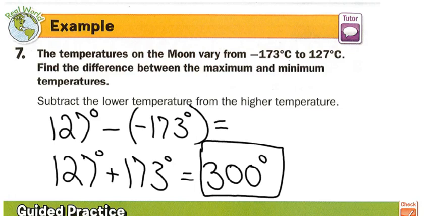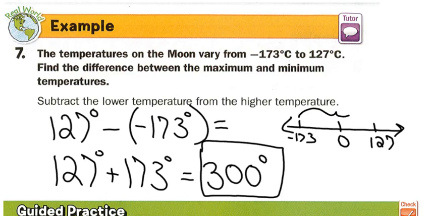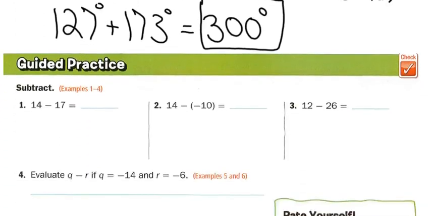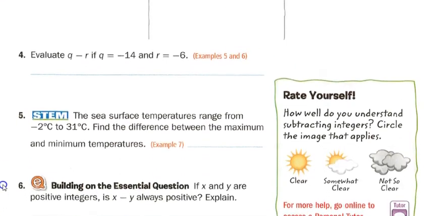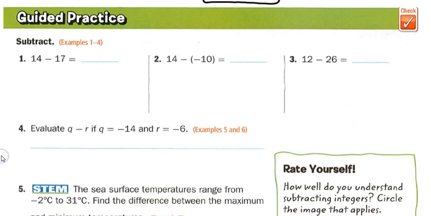Think about it on a number line. There's 0, we have 127 here, and we have negative 173 here. The distance from there to there is 300. That's what that is telling us. So check out our guided practice below. We have 5, 6 problems for tomorrow. Finish those up and we'll talk about it.